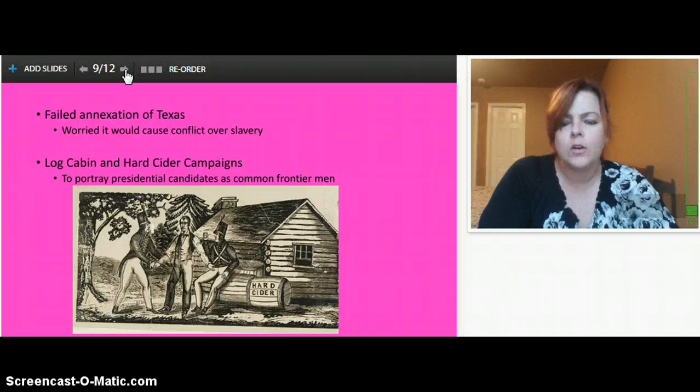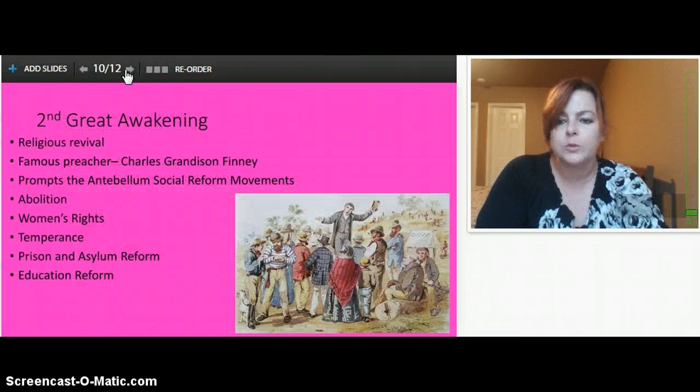Okay, log cabin and hard cider campaign. So this is part of that common man campaign, right, where your presidents from Martin Van Buren to John Tyler will portray themselves outside of the log cabin saying, look, I grew up in a log cabin just like you did. We made hard cider and drank it just like you guys. And so that's their portrayal there.